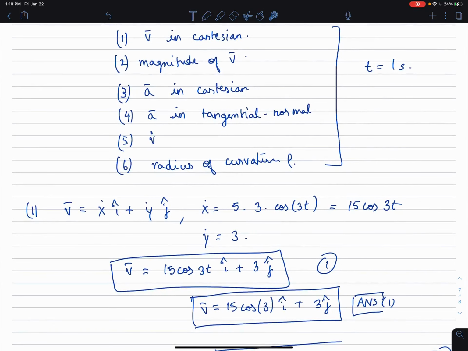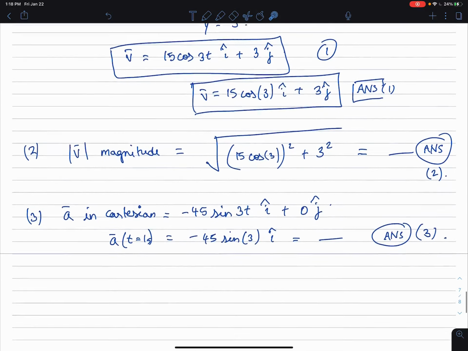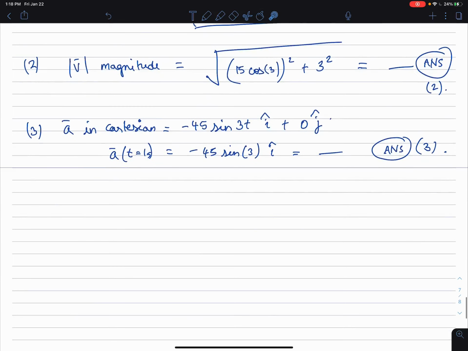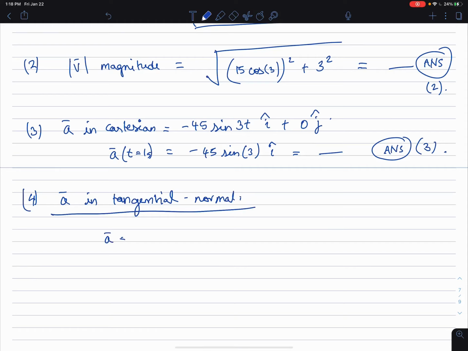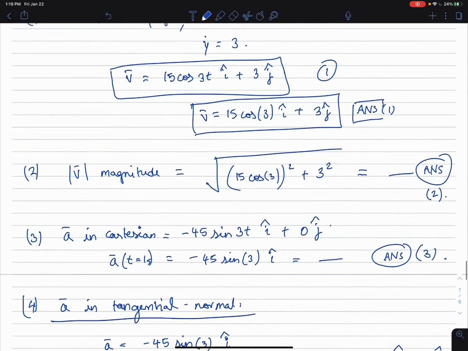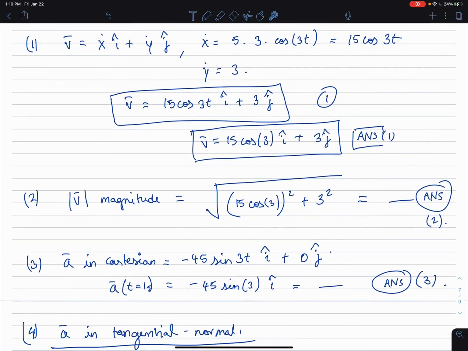The next thing being asked is what is the acceleration in the tangential normal coordinates? How do we compute that? We have to convert Cartesian coordinates into tangential normal. So let's do that. We know a equals minus 45 sine 3 i, and then we want to replace this i in terms of et and en. How do you do that? What is the relationship between et, en, i, and j?